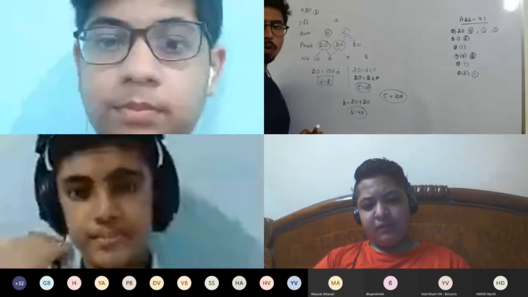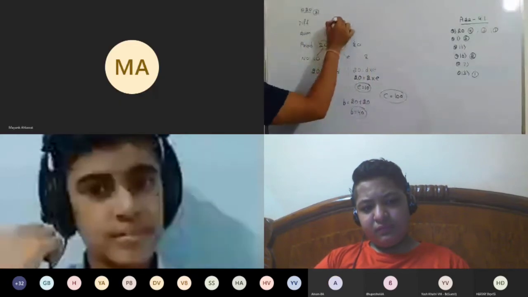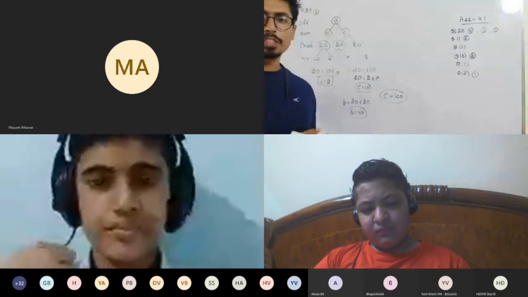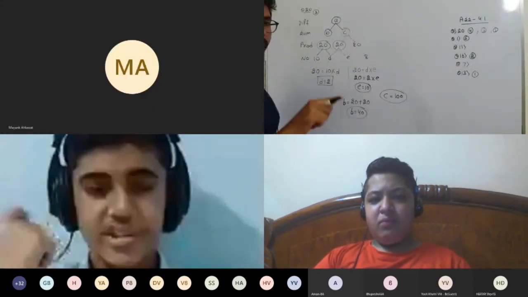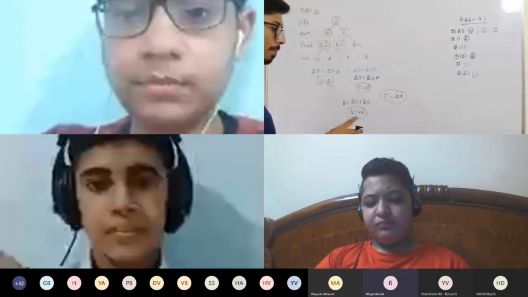Now we are only left with one variable, that is A. So A I have to find out. A is the difference of which two numbers? B and C. So subtract the smaller number from the bigger number. Smaller number is 40.